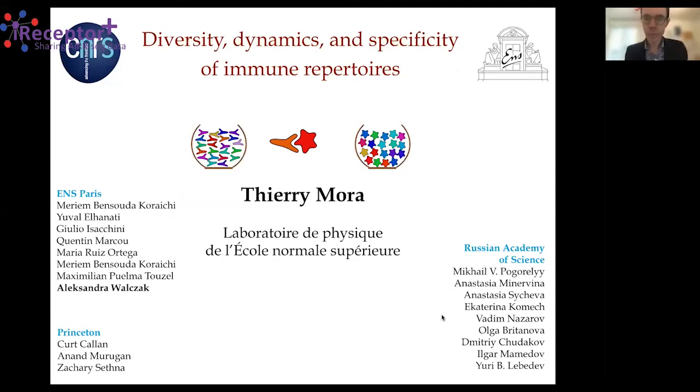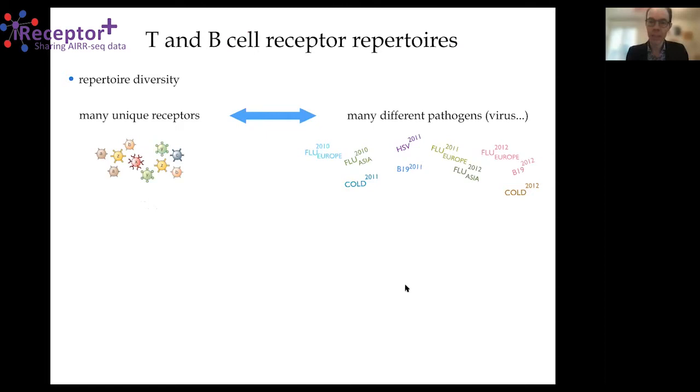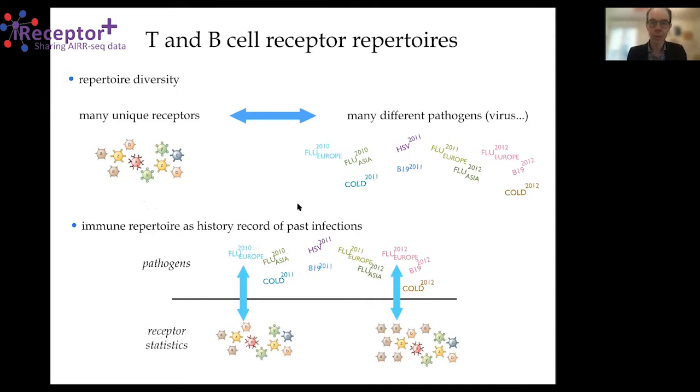There's no need to introduce repertoires to this community, but I still want to tell you why I'm interested in them. What I really find fascinating about repertoires is the diversity. As we know, this diversity is there to match the diversity of different pathogens that we may encounter. Another thing I find really interesting is that immune repertoires, in principle, carry a historical record of past infections through the memory repertoire. In that sense, they carry a lot of information about the immune status of people.